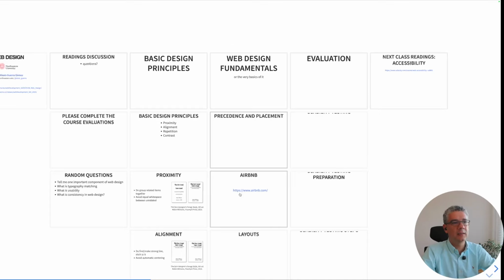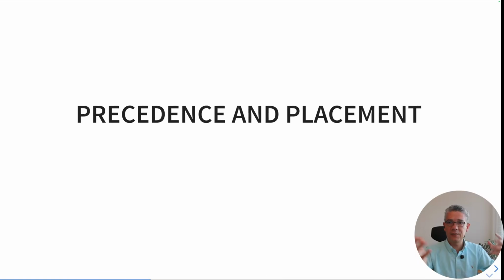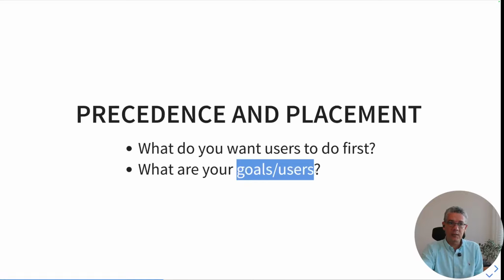So remember, we learned that the most basic principles that you need to learn in design are proximity, alignment, repetition, and contrast. Now let's see how we can apply those whenever we're creating our web applications. The main thing you have to start considering when creating a web application is what are going to be the main tasks that you want your users to perform. What are the things you want your users to do first, who are those users, and what are going to be the goals and users that you're going to have in your application?